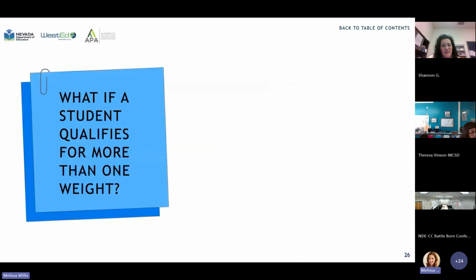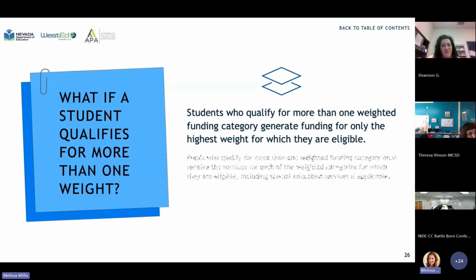What if a student qualifies for more than one weight? Pupils who qualify for more than one weighted category must receive the services for each of the weighted categories for which they are eligible. For example, a student classified as both at-risk and an English learner would receive both Victory and Zoom services. And while the PCFP does not include the special education multiplier as a weight, students eligible for special education services must also receive services for each of the weighted categories for which they are eligible.